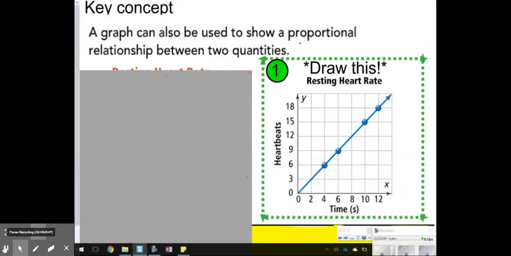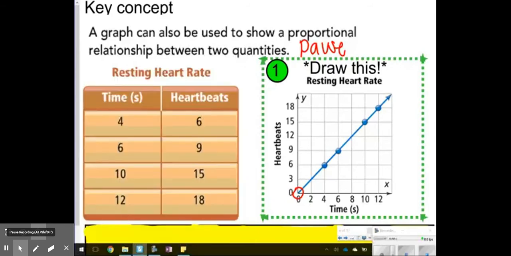So you are going to pause the video as soon as I'm done talking, but what you need to know about proportional relationships is whenever you graph it, it's always going to start at 0, 0 and have a consistent increase of line.